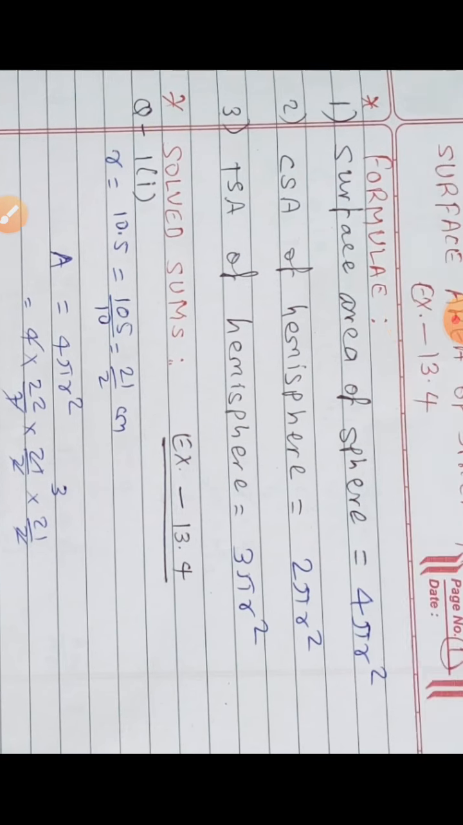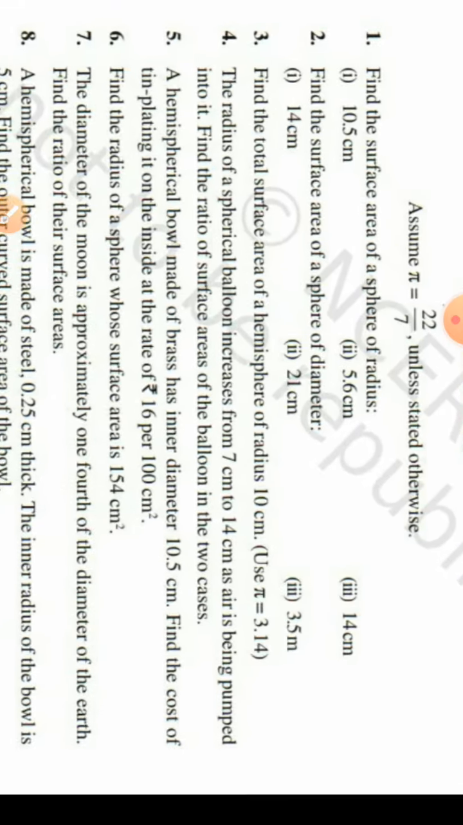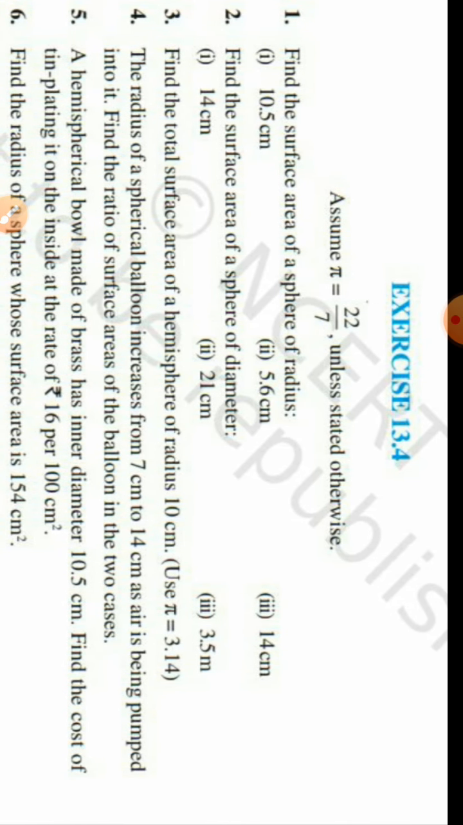Now let's solve sums. Look here, exercise 13.4. Question number 1: find the surface area of a sphere of radius 10.5. There are three sums given. Very simple, the radius is given. You just use the formula for the area of a sphere, 4 pi r square, and place the value there. So here the first sum is solved.